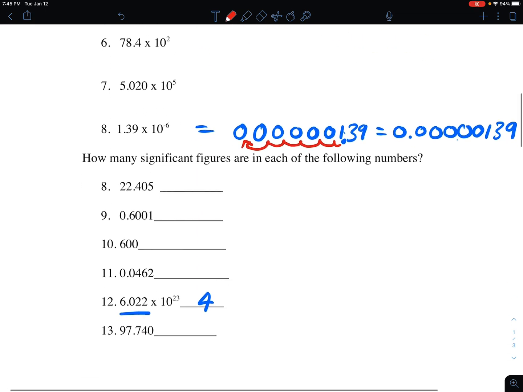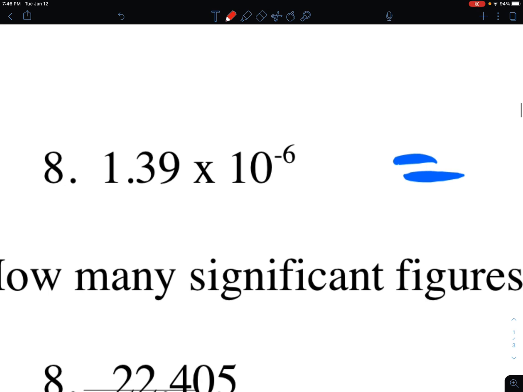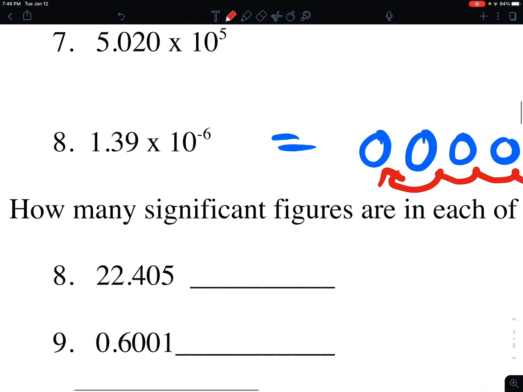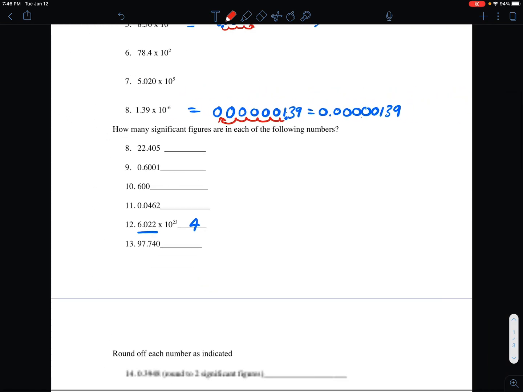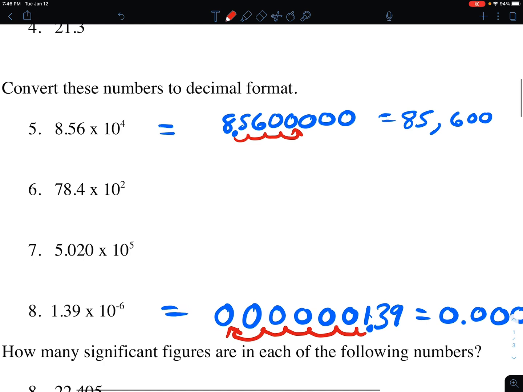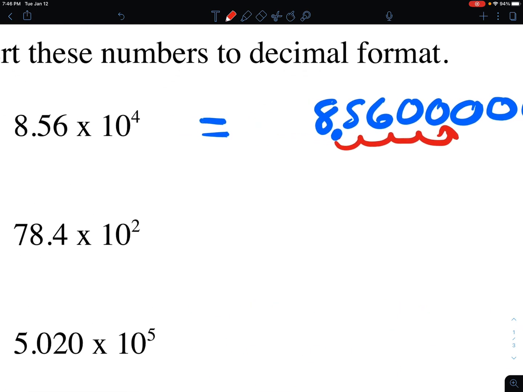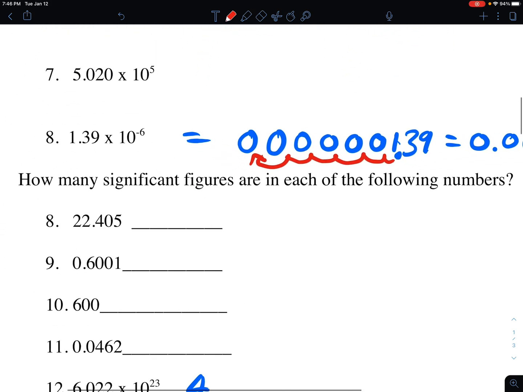Number 8 has a multiplier that is raised to a negative power, 1.39 times 10 to the negative 6. So what we're going to do is put some zeros in front of the 139, and move our decimal point 6 places to the left this time, because it's 10 to the minus 6. And when we do that, we're going to get 0.00000139. So when you're taking a number into standard notation from scientific notation, if it's raised to the positive power, you move the decimal point to the right. If it's raised to the negative power, you're going to move the decimal point to the left.